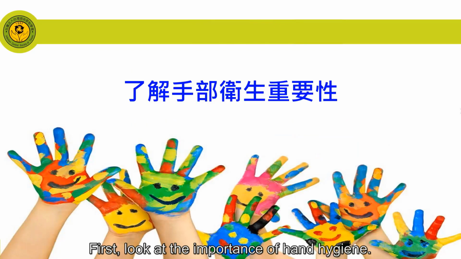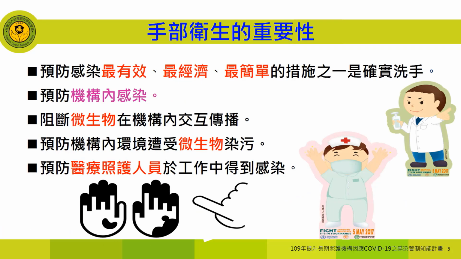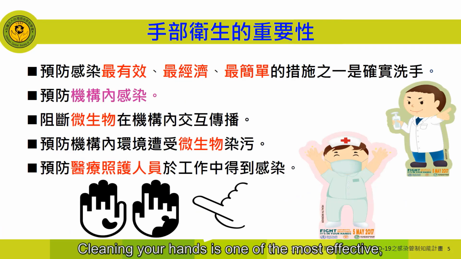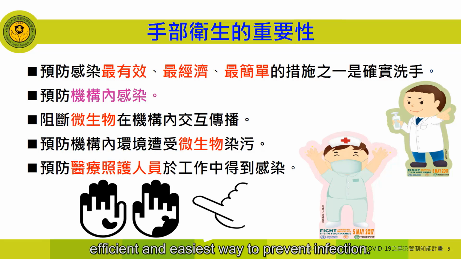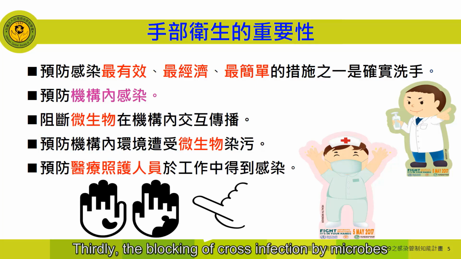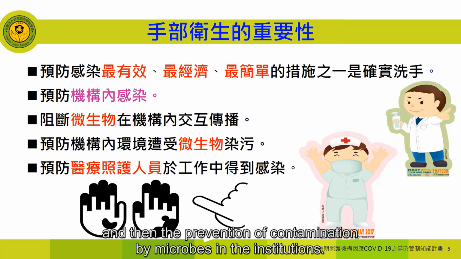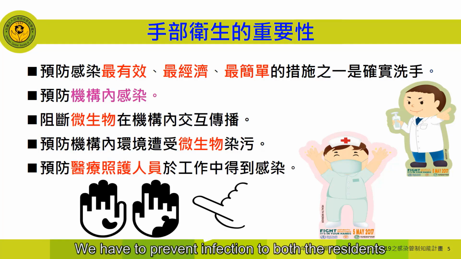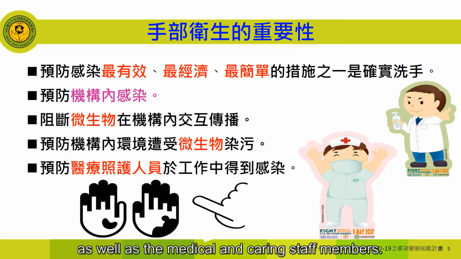First, look at the importance of hand hygiene. Cleaning your hands is one of the most effective, efficient, and easiest ways to prevent infection, so you have to clean the hands accurately. Secondly is the prevention of infection in the institution. Thirdly, the blocking of cross-infection by microbes, and the prevention of contamination by microbes in the institutions. We have to prevent infection to both the residents as well as the medical and caring staff members.